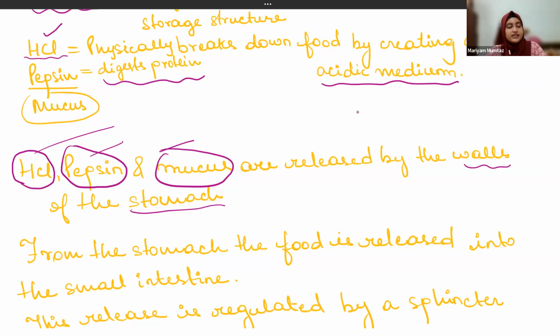What type of digestion is taking place in the stomach? Digestion of what is taking place? Proteins. Protein digestion by pepsin. Okay, this pepsin enzyme is digesting the protein of the food inside the stomach. Is it clear? Yes, ma'am.